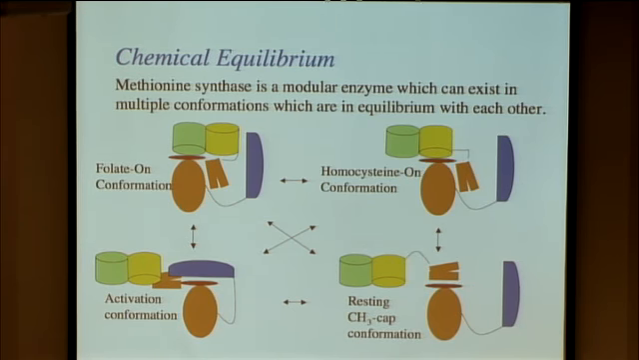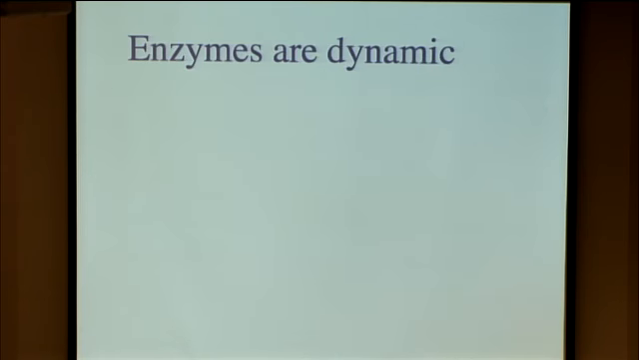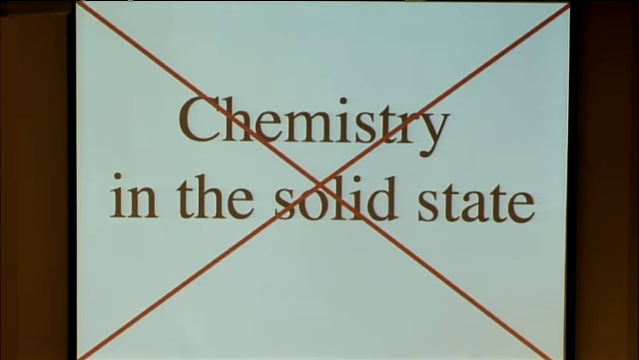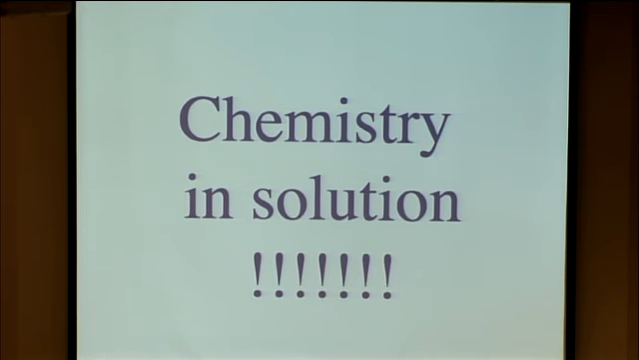And these 4 structures will be in equilibrium with each other. So you need to have a structure with the folate binding domain on top of the red B12. You need to have homocysteine in yellow on top of the B12. You need to have a resting state where those helices are on top of the B12. And you need to have an activation state where the AdoMet domain is on top of the B12. And all of these states are going to be in equilibrium with each other. And they're going to be moving, which means that enzymes are dynamic, which means that chemistry is dynamic. Chemistry in the body is not in the solid state. Chemistry in the body is in solution.